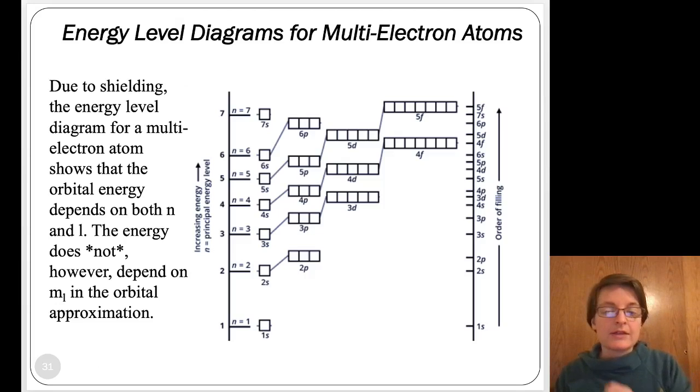So due to shielding, the energy level diagram for a multi-electron atom shows orbital energy dependence on both n and l. And in this orbital approximation, it's pretty important to note that neither m sub l nor m sub s have an impact on what the energies look like. So here's an orbital energy diagram that you probably saw in GChem showing you the energies of different types of orbitals. You'll notice that for a given value of l, energy increases as a function of n, and also as we change l, we also get an energy increase.